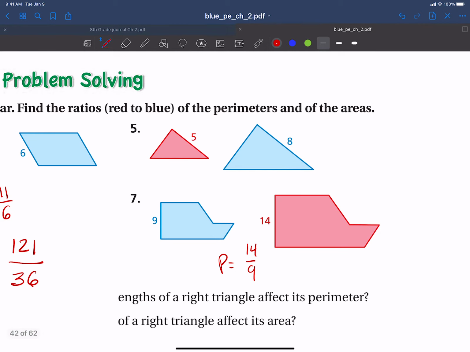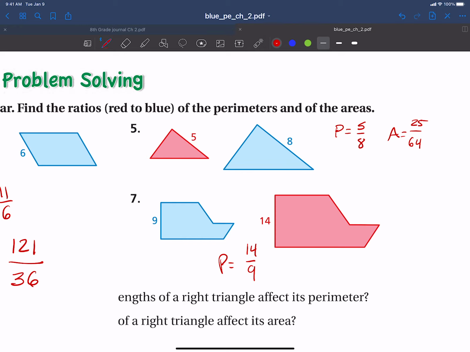Hey, number 5. We did number 5 out loud, didn't we? You guys told me the perimeter was 5 to 8. Area would be 5 times 5 is 25, 8 times 8 is? 64. That's your answer.